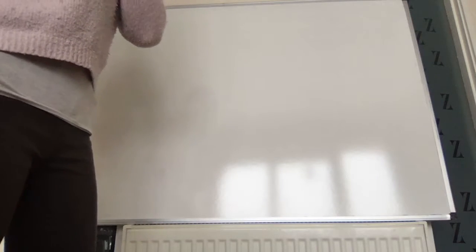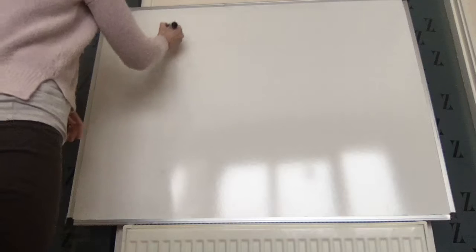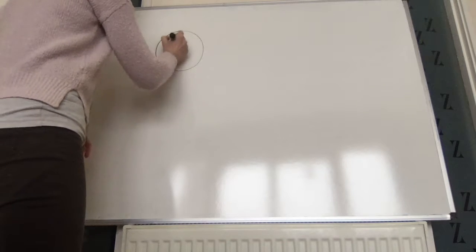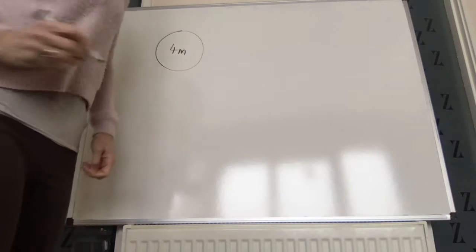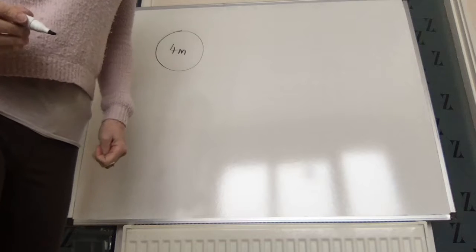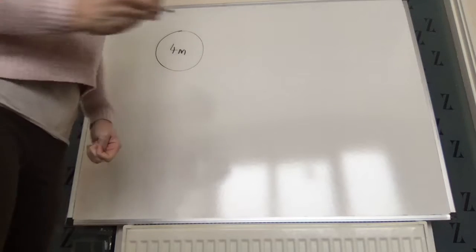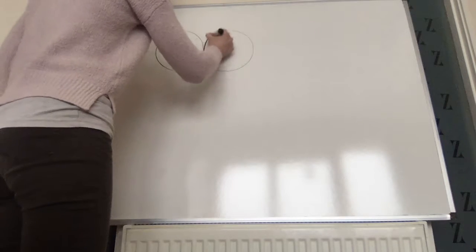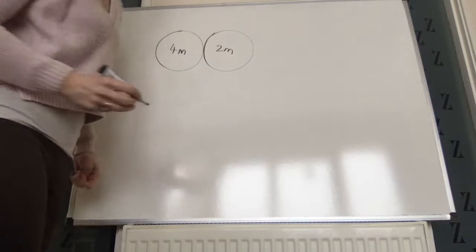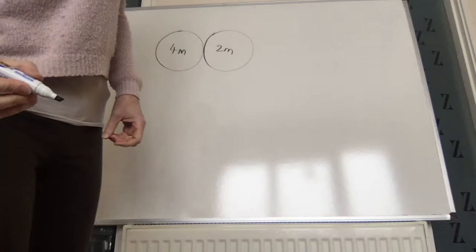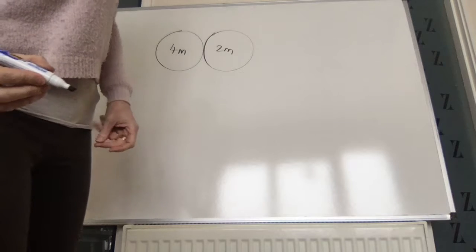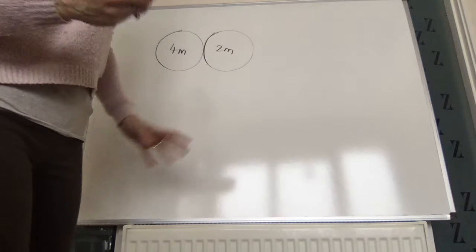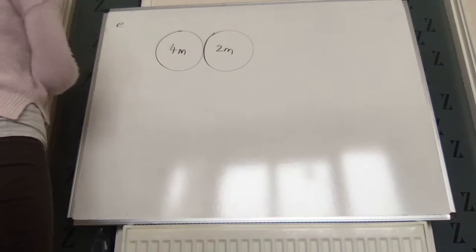Question 17 on page 117. A sphere of mass 4m travelling with speed u strikes directly a stationary sphere of mass 2m. The coefficient of restitution is e. Find the speeds after impact.